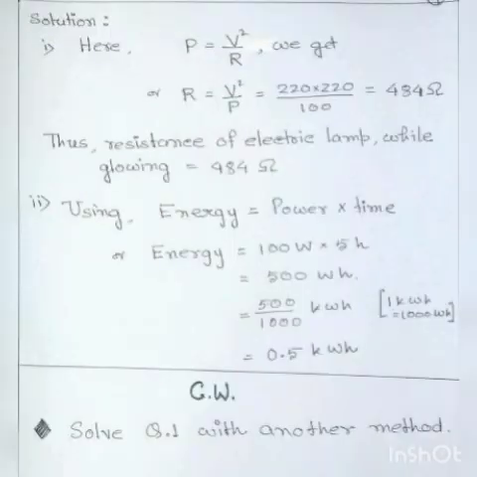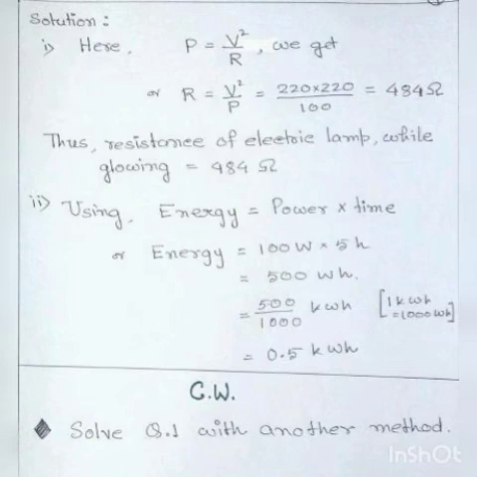Now to calculate the resistance of the lamp, we will use P equals V square by R. From this relation we can write R equals V square by P. Just substitute the values of V and P, and what resistance will you get? R equals 484 ohm. Thus the resistance of the electric lamp while glowing is 484 ohm.